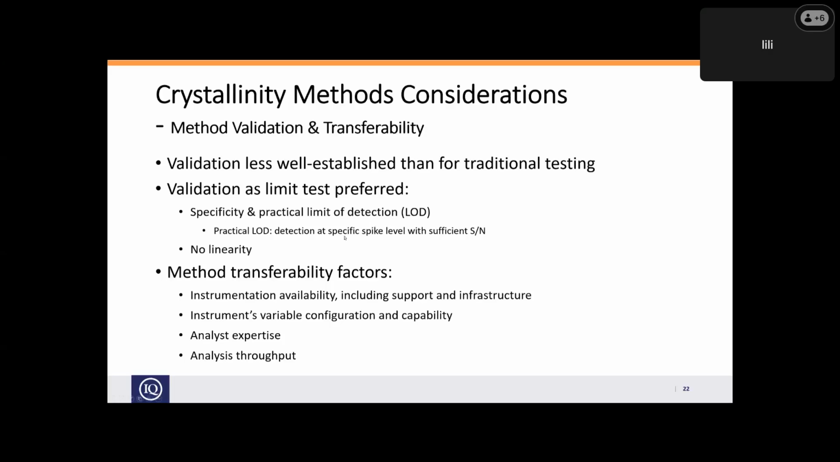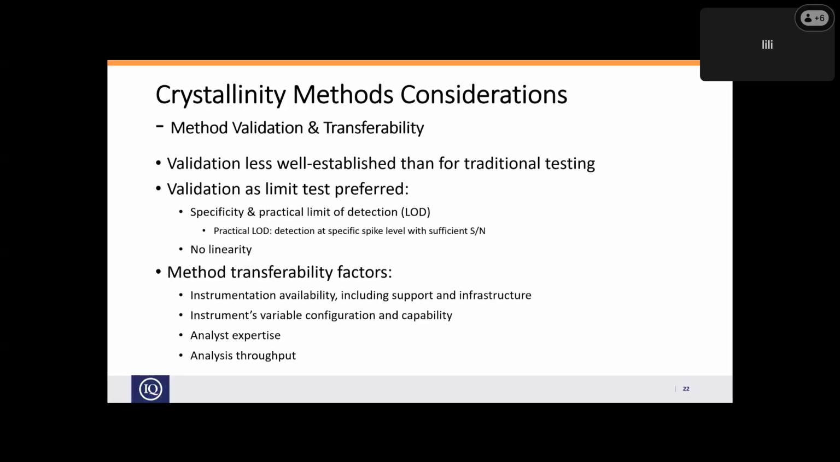For practical limit of detection, validation can be achieved by demonstrating the detection at a specific spec level with sufficient signal to noise. And so a lot of times with such a limit test, other validation components such as linearity are not really required.